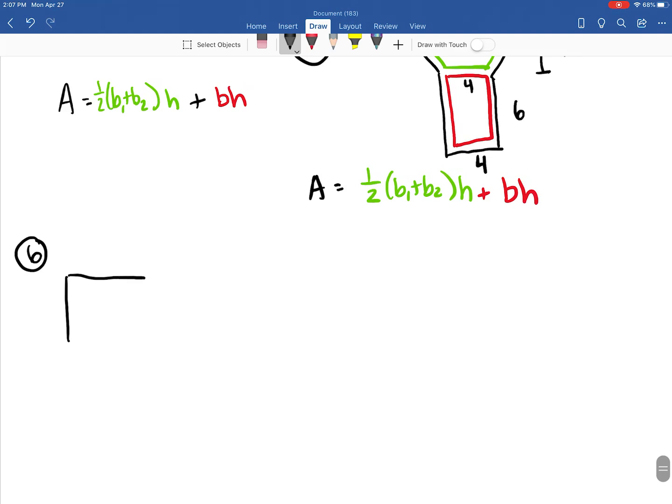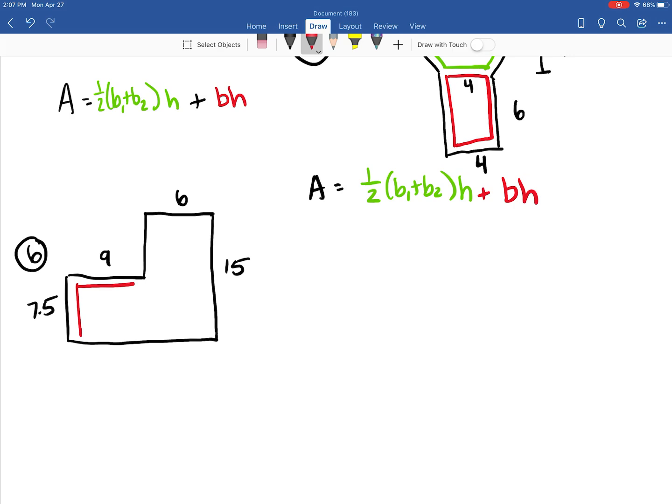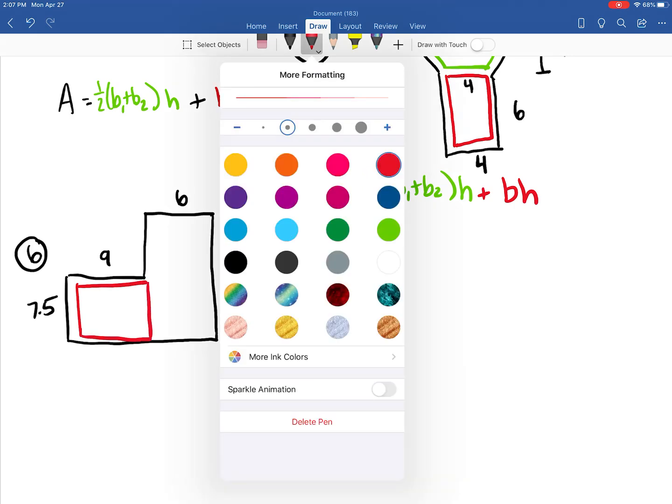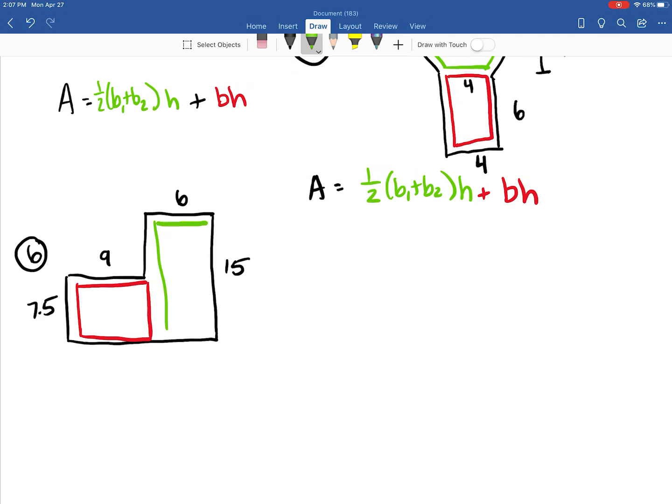Number 6. If I draw it out, I see a rectangle and another rectangle. So 2 different cases. I'm going to need the base times the height on one and the base times the height on the other. Okay, so I'm leaving these. You still have several steps to do on each of these, but at least you have your pictures drawn out and your formulas.